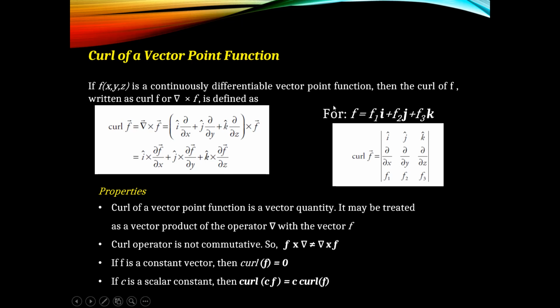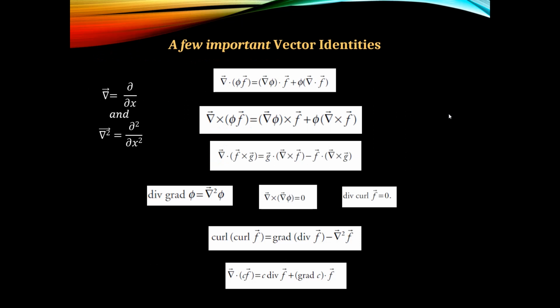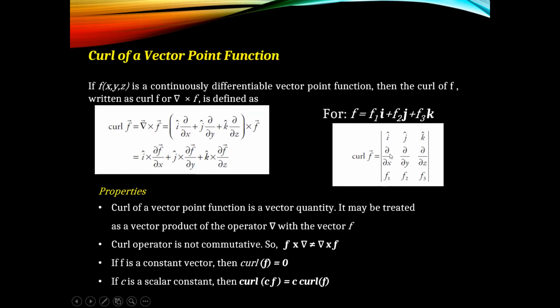Now suppose we represent this vector function f as f1 times unit vector i, f2 times unit vector j and f3 times unit vector k, then it's very easy to find the curl of this function by taking a determinant. So what we need to do is consider for the determinant first the unit vectors i, j, k, then the coefficients of the operator del, that is dou by dou x, dou by dou y and dou by dou z, and then the coefficients of the function f, that is f1, f2, f3.